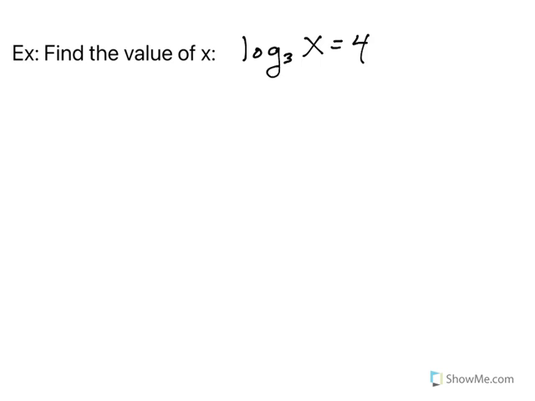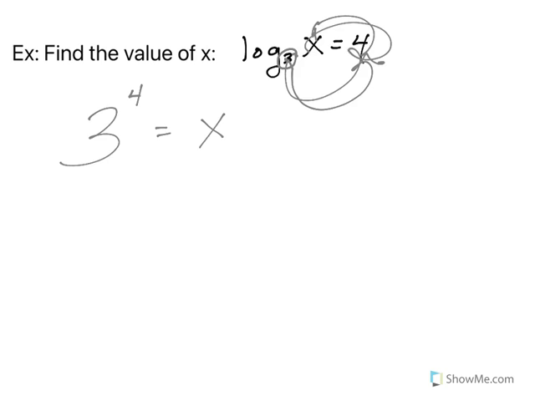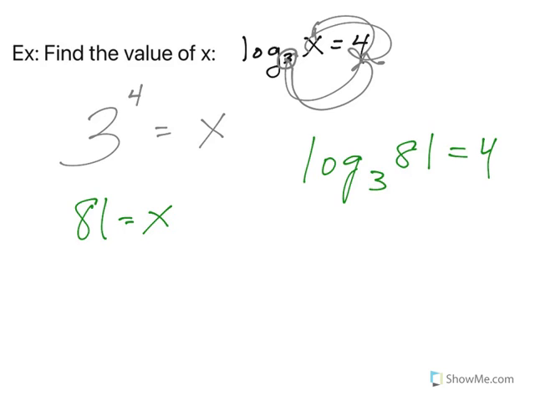Let's find the value of x in log of x base 3 equals 4. Doing the big whoopy thing, we have the 3. 3 is the base of the logarithm, so it's going to become the base of the exponent. So 3 to the 4th power equals x. You kind of go in a circle. Now, simplifying, 3 to the 4th is, in fact, 81. So we would say the log of 81 base 3 equals 4.